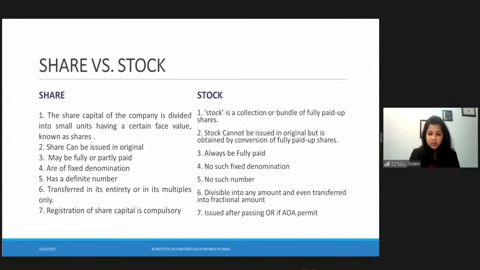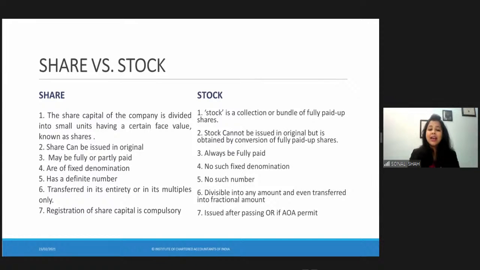Now, here I have done a small differentiation for share and stock. Well, it doesn't really come in your exam as such, but it is good for you to know, to be able to differentiate the two. The share capital is the smallest unit and the stock is a bundle of fully paid up shares. Secondly, shares are issued in original, but stocks cannot be issued in original. It is obtained by accumulating the fully paid up shares and converting them into stock.